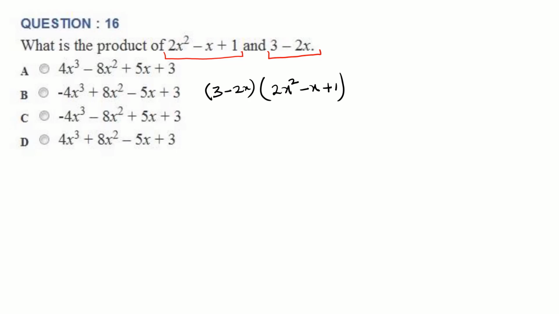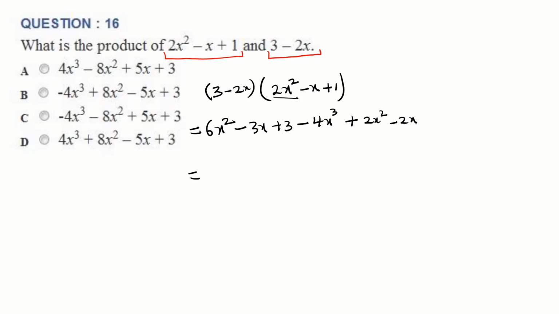So this should be a bonus question for you. You just have to be as fast as possible. So we take 3 to multiply everything we have here. So this is going to be 6x squared minus 3x plus 3. Then I'm taking minus 2 this time around. Minus 4x cubed plus 2x squared minus 2x.